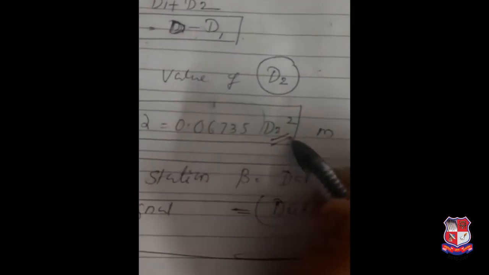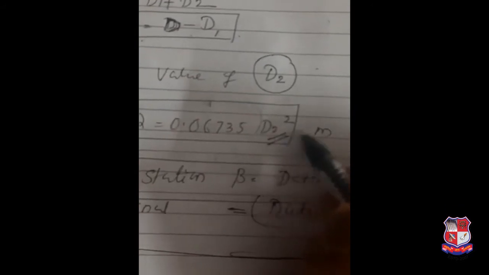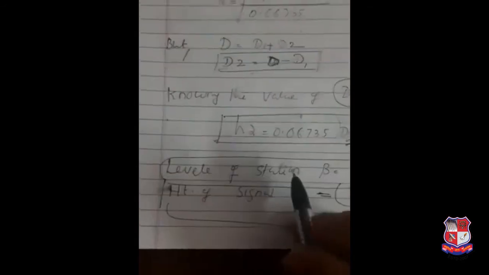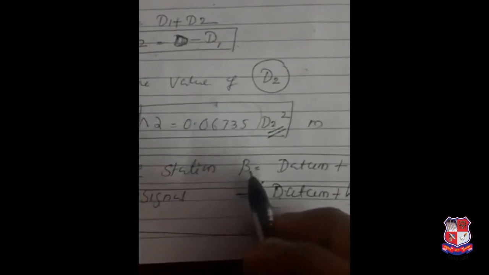0.0673 D2 square. This portion is constant. You have to just mark the distance from horizon to that point. So the reduced level of station B is what? Datum plus H2. That is, the reduced level of this point is datum plus H2. So height of signal is equal to datum plus H2 minus reduced level of ground at B.